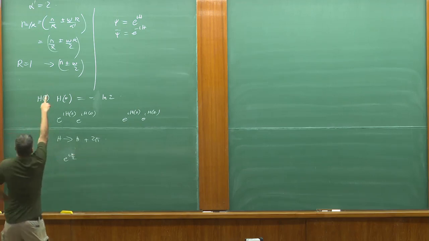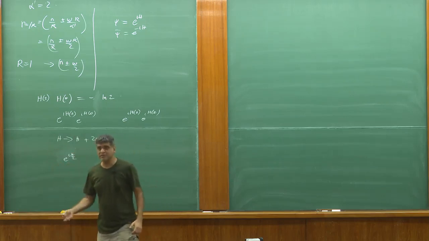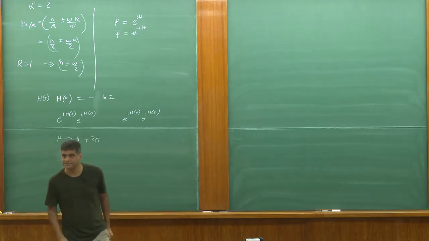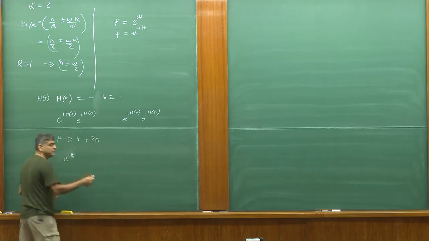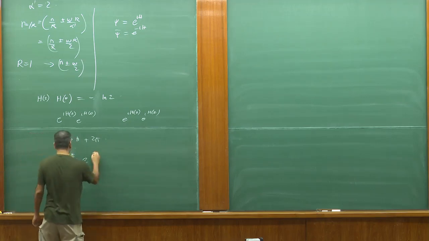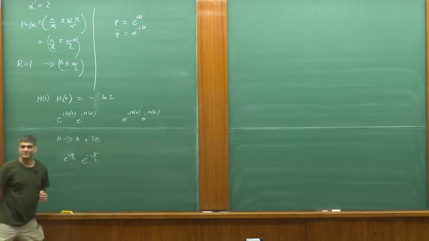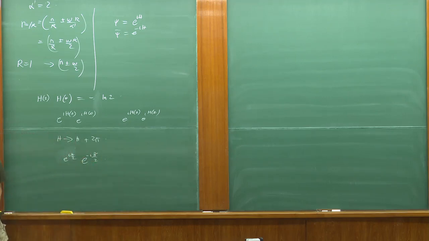So let's look at the value of w that gives you e to the power i h by 2. That's w equal to 1 and n equal to 0. So if I use the terminology h tilde for right movers, the true vertex operator for that is e to the power minus i h tilde by 2. It's this times this. Is this clear?